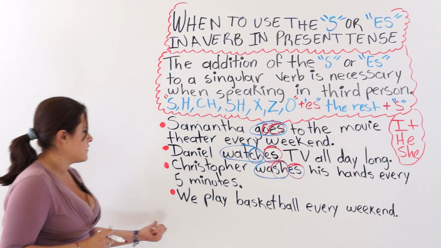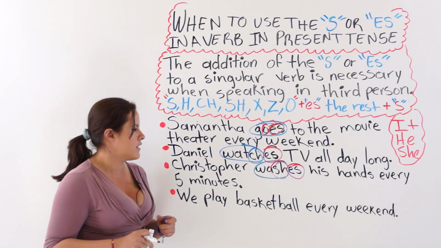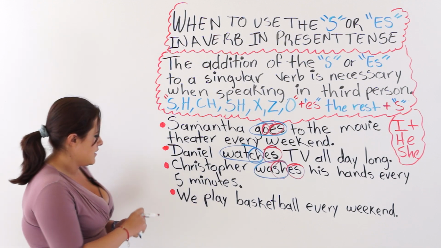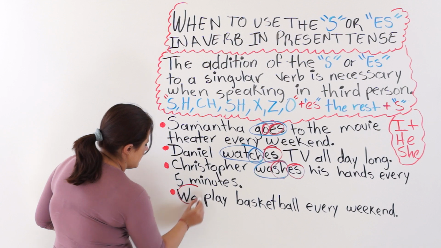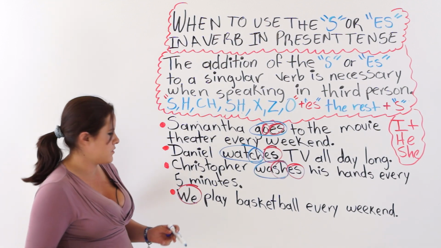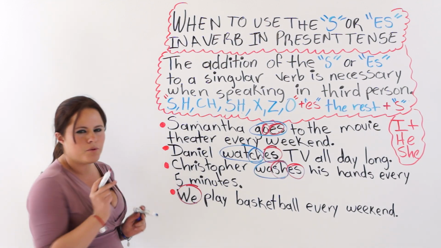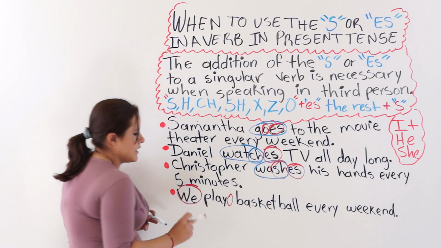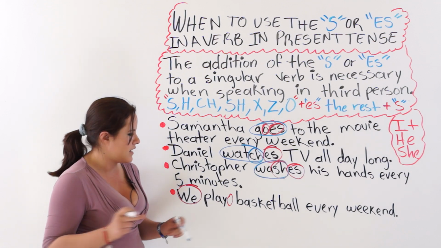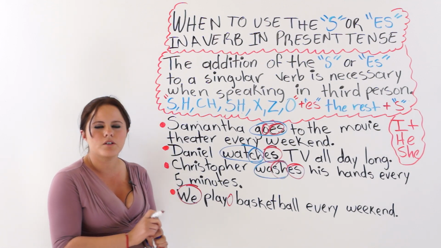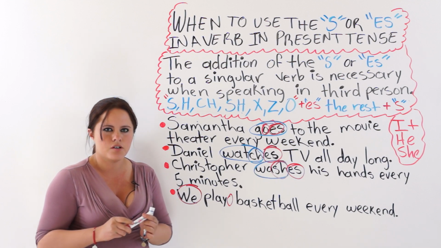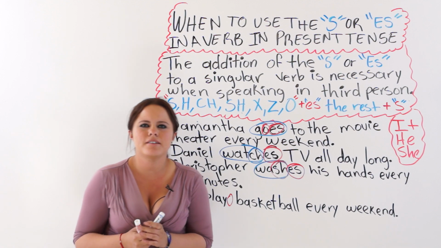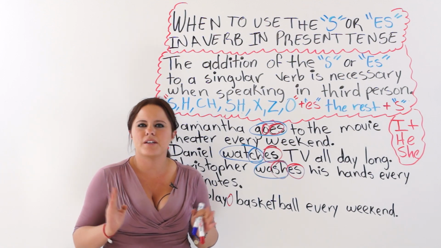The next one says, we play basketball every weekend. This is a trick one because it is plural, we, but we are not speaking in third person. This is a first person personal pronoun. So we do not need an S here, and we do not need an ES at the end of the verb. Only when you are speaking in third person. All right? Next, I will give you some more practice examples and sentences so that you can practice with me.